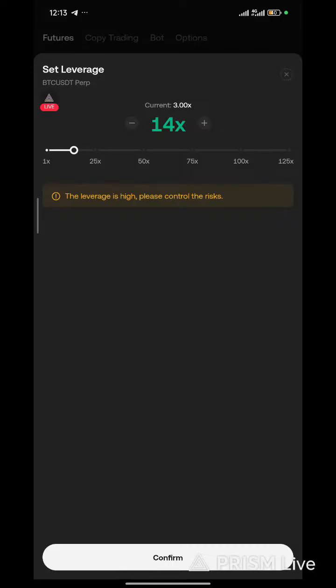So leverage in crypto trading is just about multiplying your profit. And futures trading is very risky. So before you start trading, you should only trade what you can afford to lose.